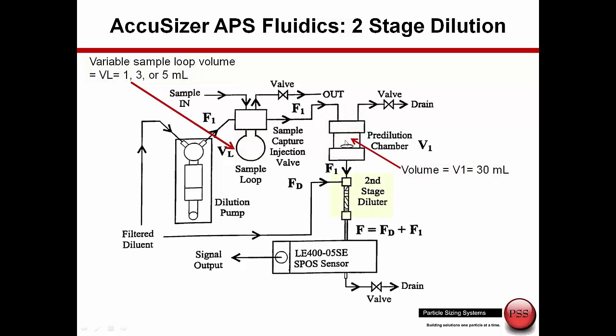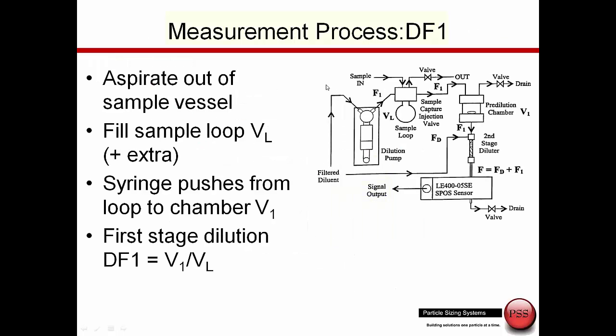Then we transfer the sample from here, and before it enters the sensor, we add another line of filtered diluent, FD. So you have F1 and FD, we combine these, and this is what's going to be introduced to the sensor for performing the measurement. Let's take a somewhat closer look into the two steps of the dilution.